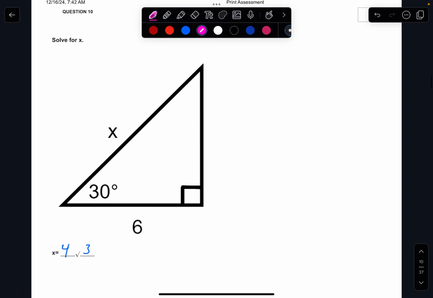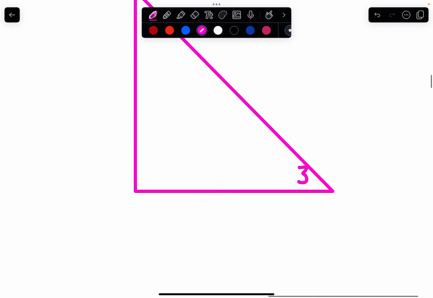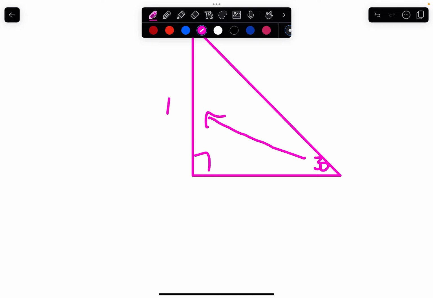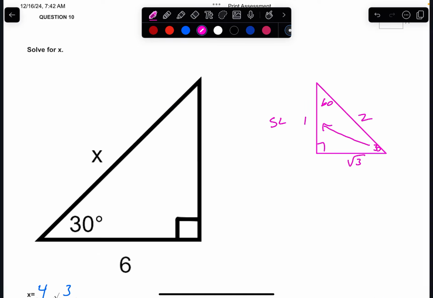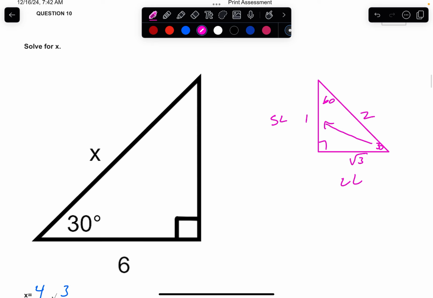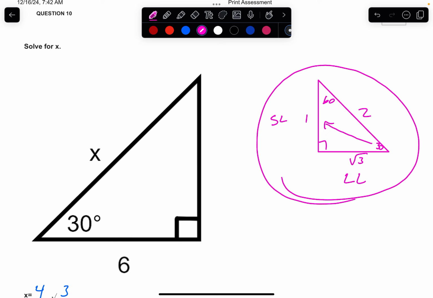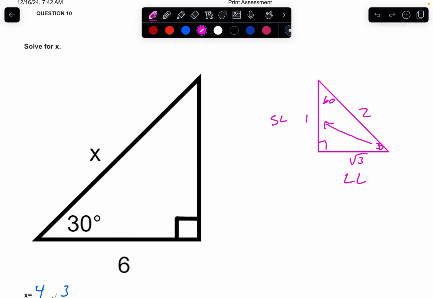30, 60, 90 rules. So if I draw a 30, 60, 90, pay close attention to the angles. If this is my 30 and this is my 90, the side across from 30 is what we call the short leg. The side across from 60 is the long leg, and then you have the hypotenuse. Every single 30, 60, 90 reduces to this triangle right here.